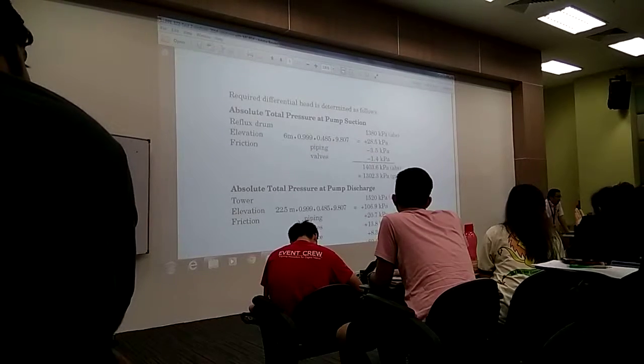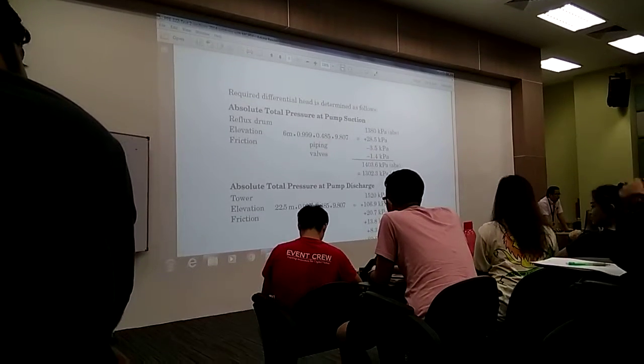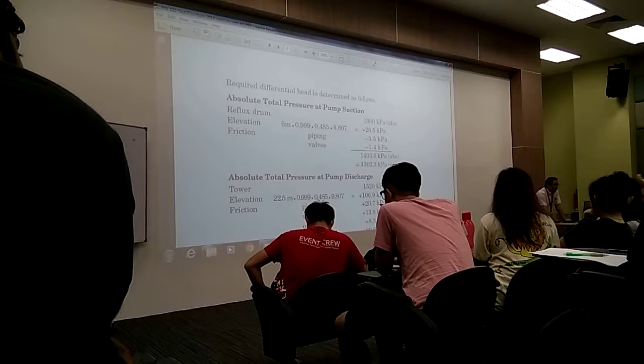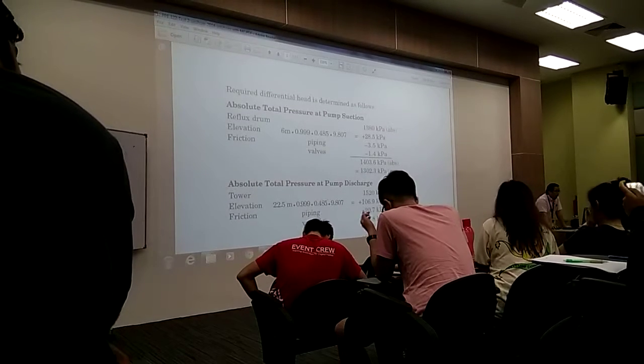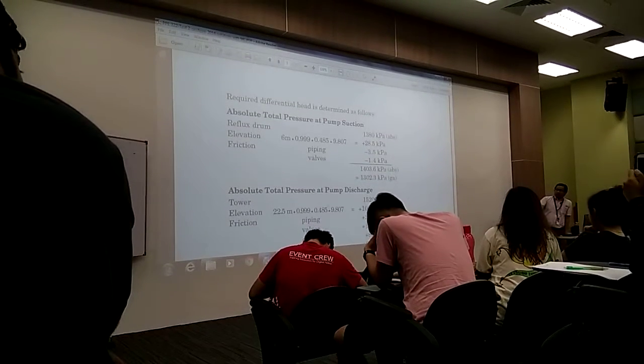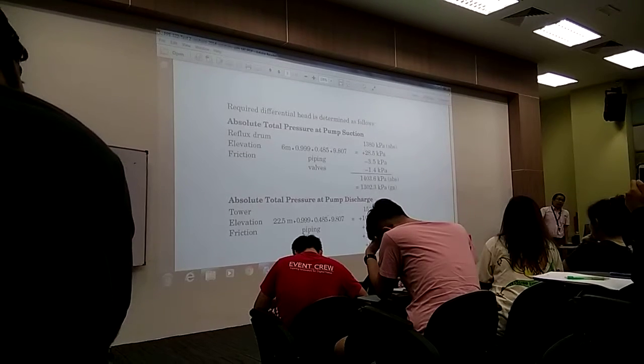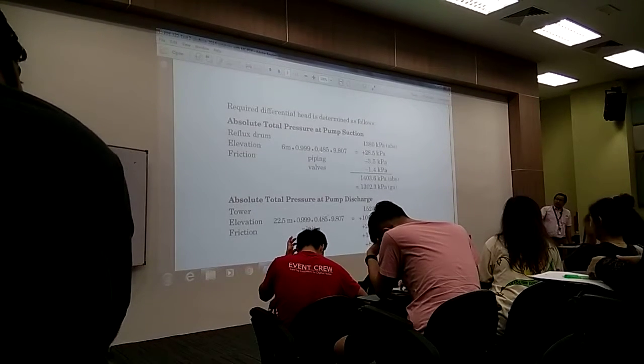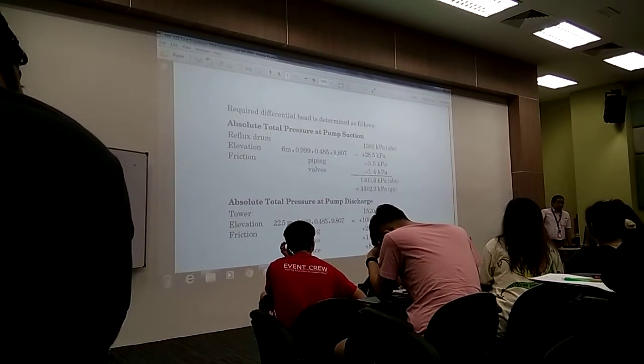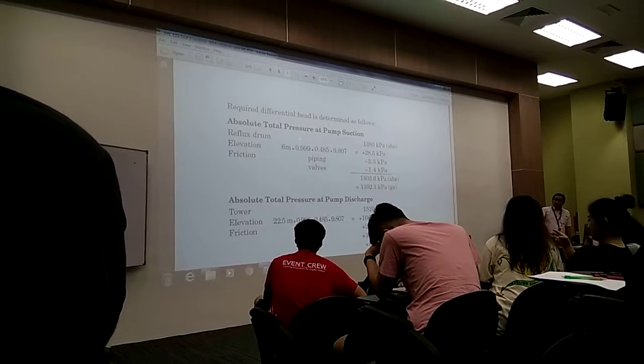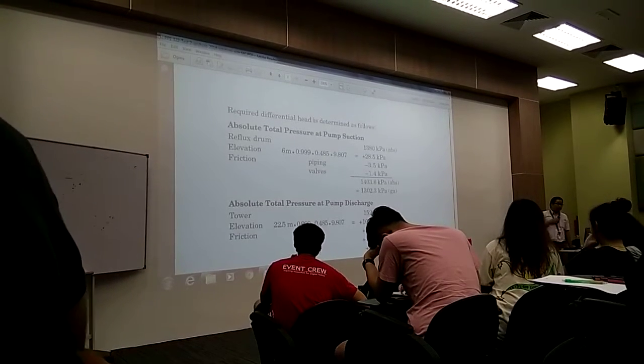9 here. And what is the value of 0.485? And what is the value of 9.8407? This one is actually the gravity, 9.81. This one is actually the specific gravity. And this one is actually the density of water.